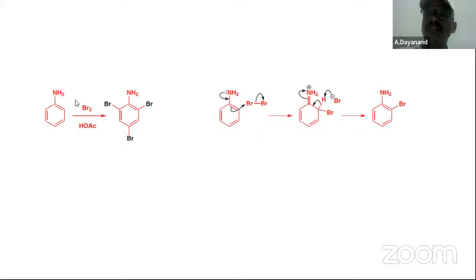Amino, similar to phenol, similar to OH. The NH2 group is also an activating group. It activates. What does an activating group mean? It is an ortho para directing group. That is why it is called an activating group. Therefore here 2,4,6-tribromoaniline is formed. The electrophile is bromine. There is no need of any catalyst. AlCl3 is not required here.